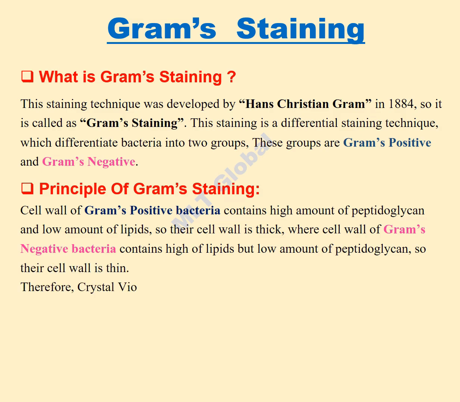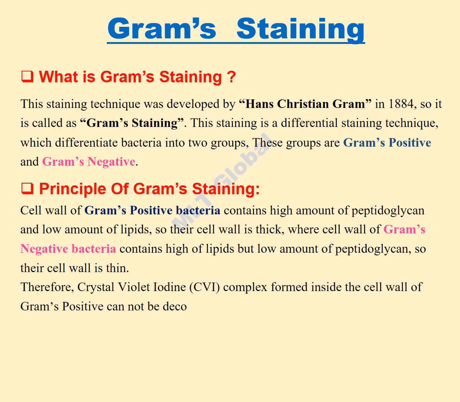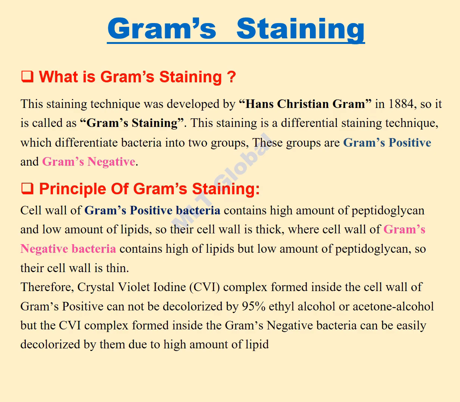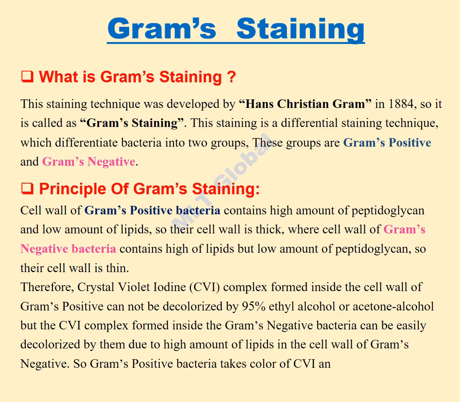Therefore, the crystal violet iodine (CVI) complex formed inside the cell wall of gram positive bacteria cannot be decolorized by 95% ethyl alcohol or acetone alcohol, but the CVI complex formed inside gram negative bacteria can be easily decolorized by them due to the high amount of lipids in the cell wall of gram negative bacteria. So gram positive bacteria take the color of CVI and appear purple or blue, but gram negative bacteria take the color of safranin and appear pink or red.